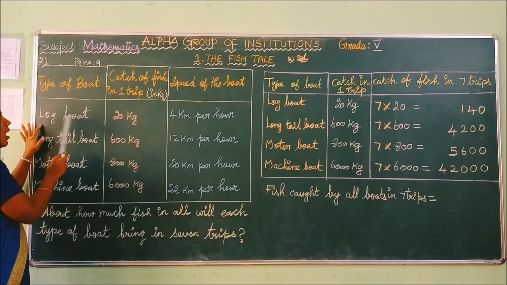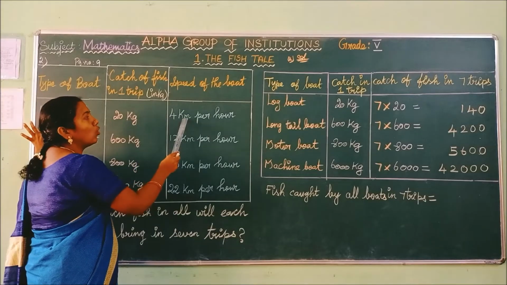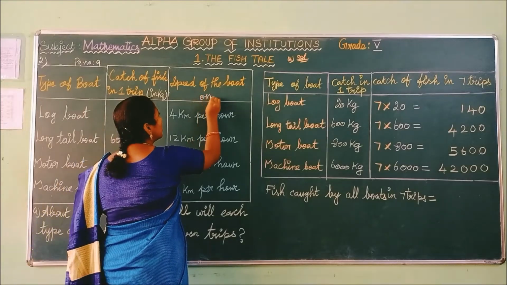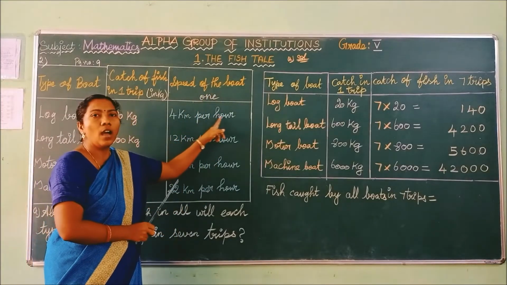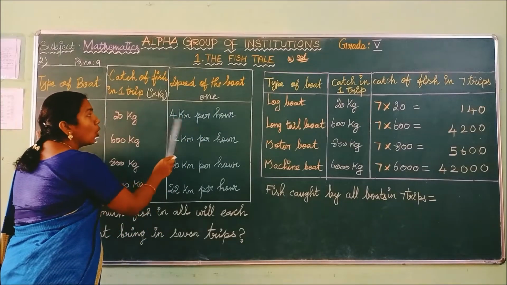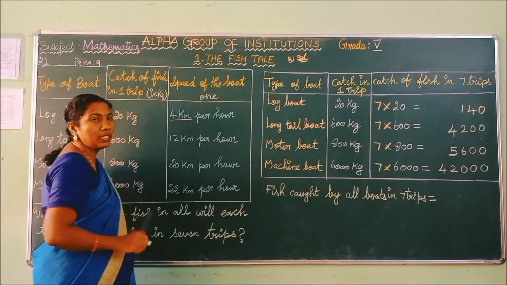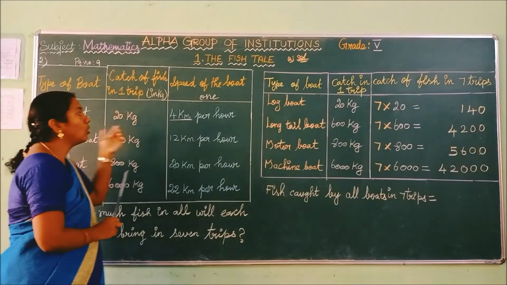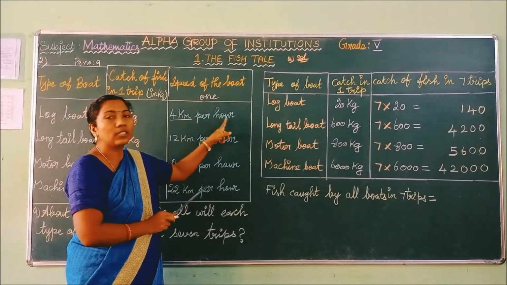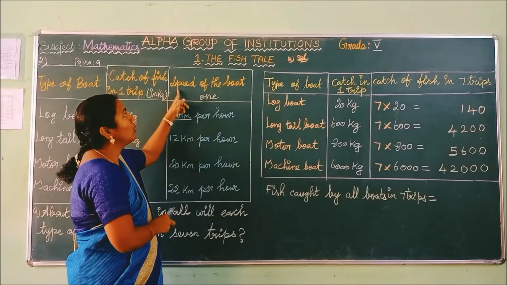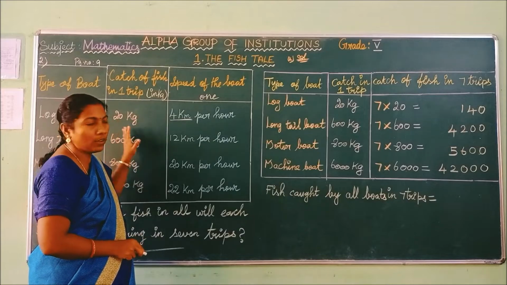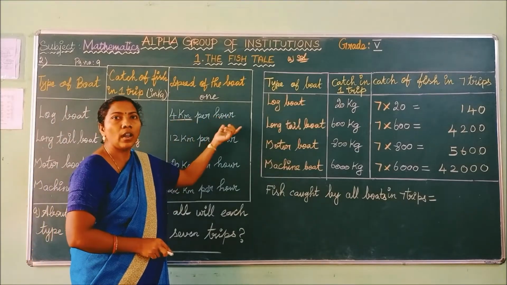See here, the log boat can move 4 km per hour. Per means 1. So within 1 hour, this log boat can travel 4 km. So what is the speed of the log boat? 4 km per hour. Whenever you give the speed, you have to give the speed with time duration. So the log boat can travel 4 km in 1 hour.